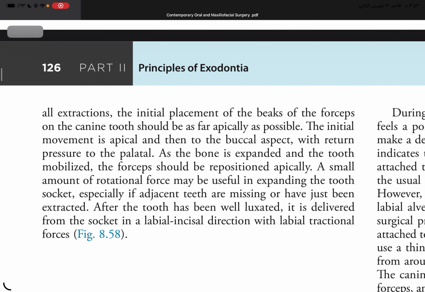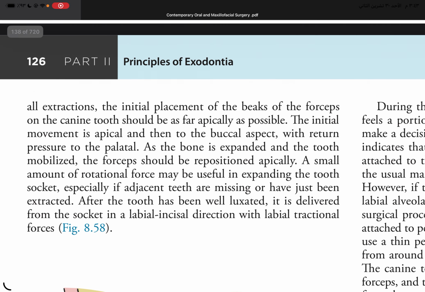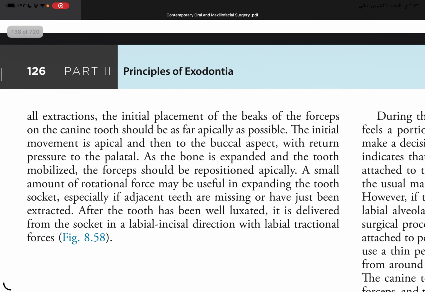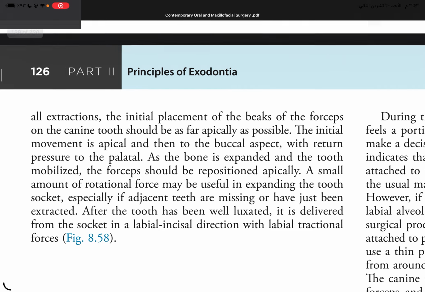The initial movement is apical, then the buccal aspect with return pressure on the palatal. As the bone is expanded and the tooth mobilized, the forceps should be repositioned apically. A small amount of rotational force may be useful in expanding the tooth socket, especially if adjacent teeth are missing or have just been extracted. After the tooth has been well luxated, it is delivered from the socket in a labial incisal direction with labial tractional forces.